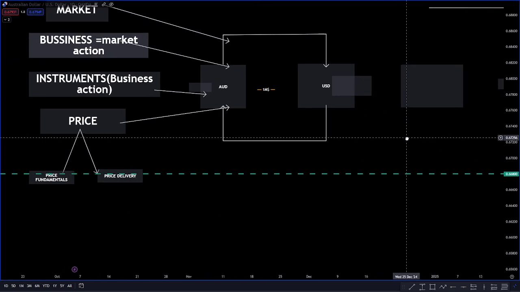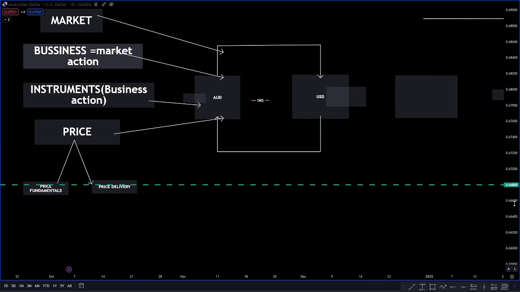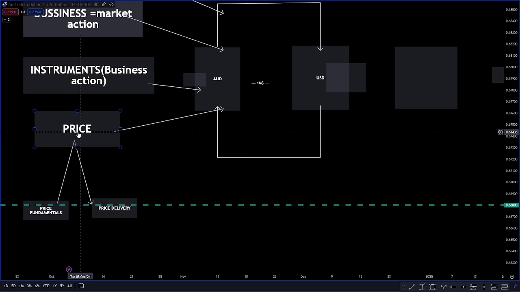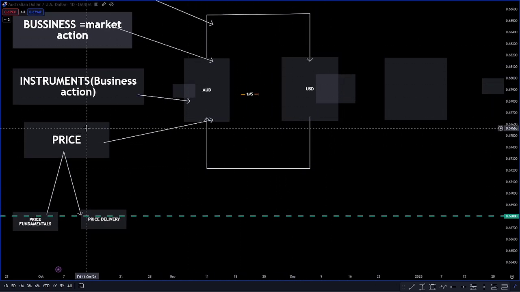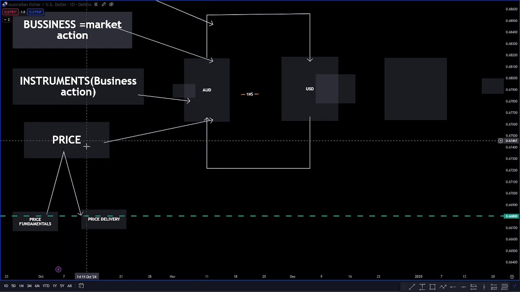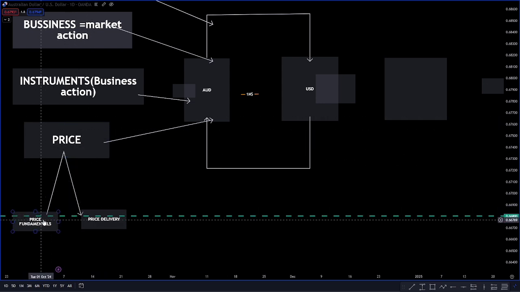So I think I will just have to stop there for today. In our next class, I think we still have a lot to speak about price. A little bit to touch about price, and then we'll move to price fundamentals, then price delivery.